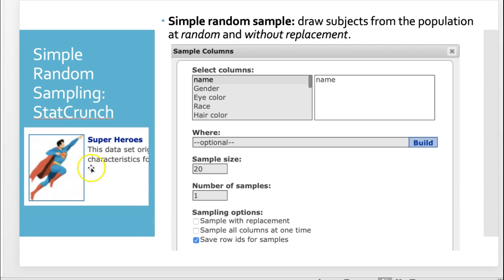So I'm going to go to StatCrunch, open up the superheroes data, and use this sample function to sample. Here it says sample, and then I tell it what I want to collect from that sample, my sample size, and my number of samples. Right now I'm just going to select a sample size of 20 superheroes from 1. Okay, so let's look at the data here.